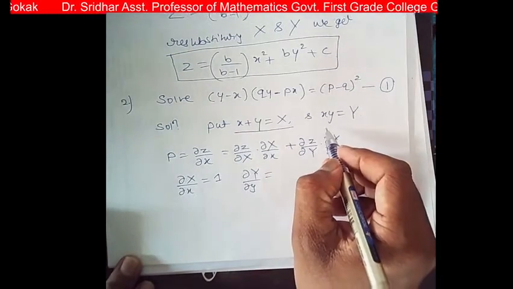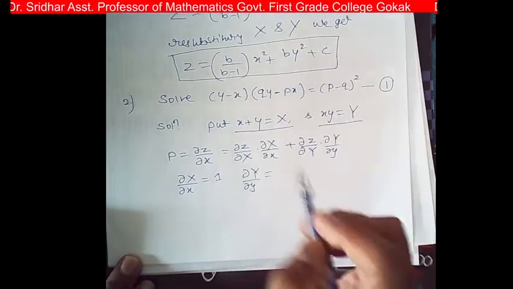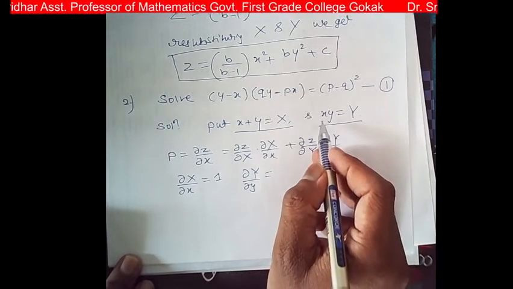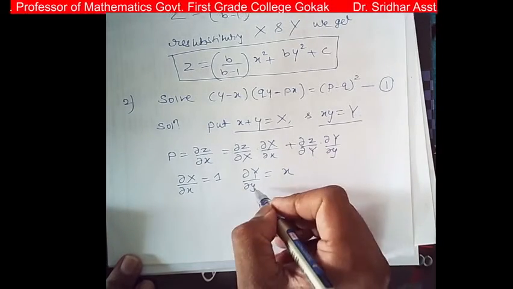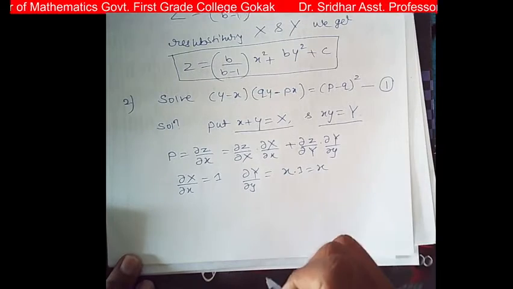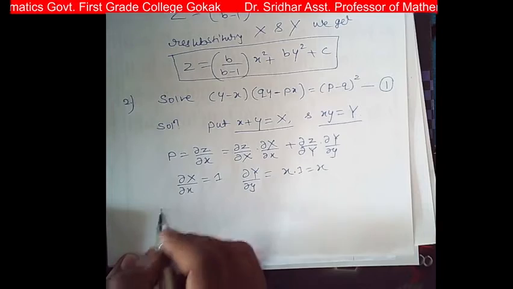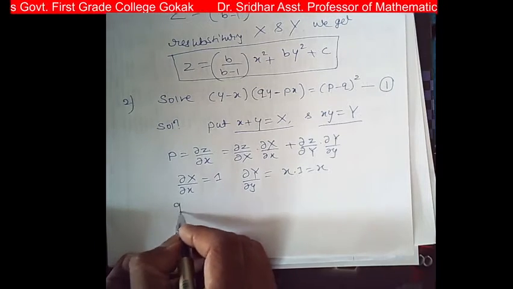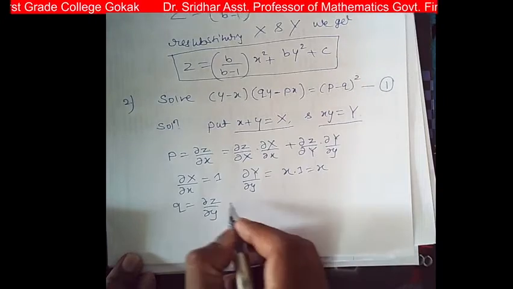So take this one, differentiate this with respect to small y. And again here x is constant. So x constant, differentiation of y with respect to y is 1. So x into 1, that is x only. Correct? So similarly, q is equal to ∂z/∂y.